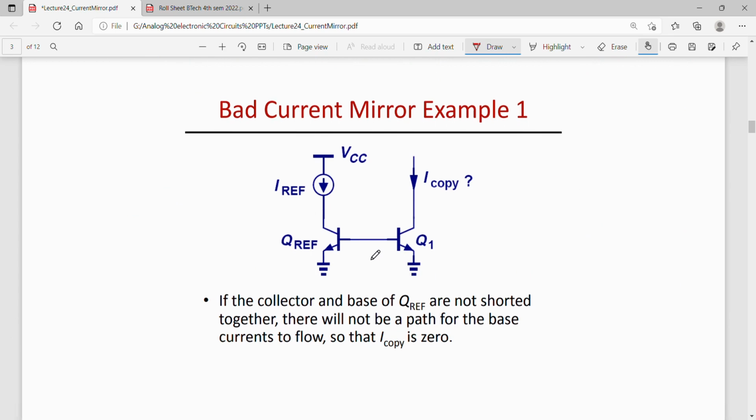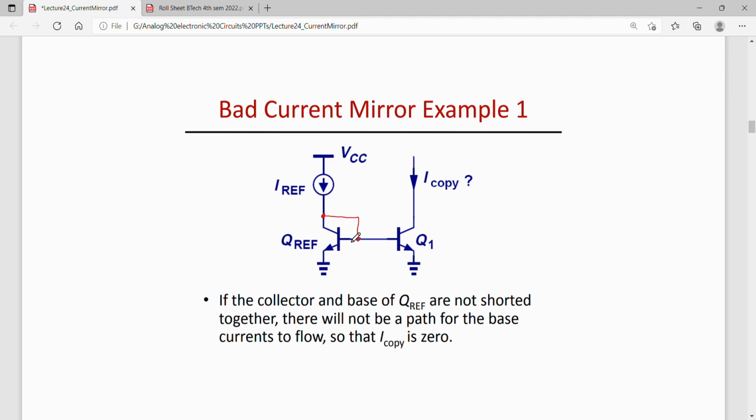Now this is not a current mirror, because this collector is not shorted here to the base, so there is no path for the base current to flow. So I copy will be 0 in this case.